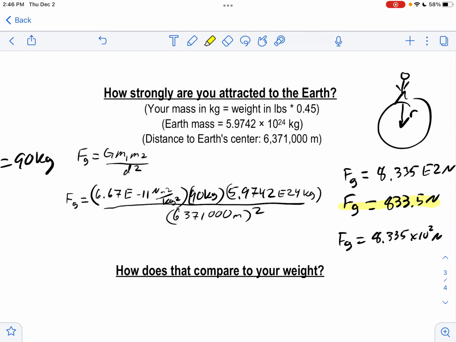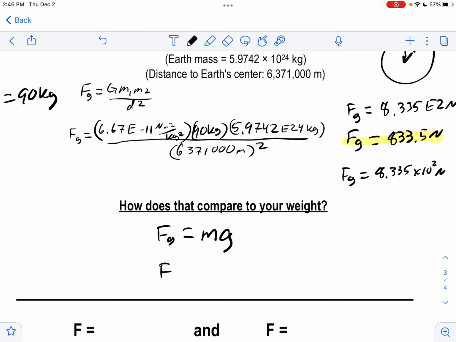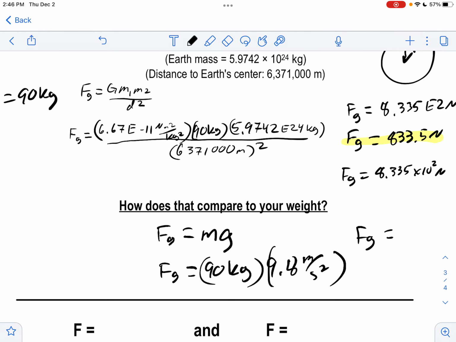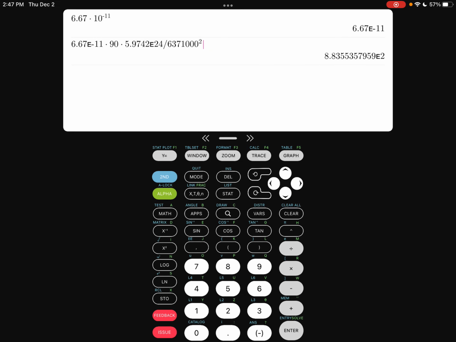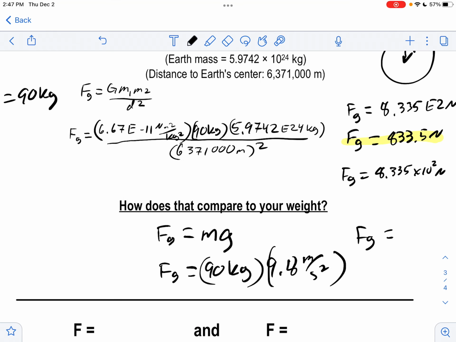If I wanted to compare that, all I would need to do is take my mass, that 90 kilograms, and multiply that by 9.8 meters per second squared. If I throw that in my calculator, 90 times 9.8, I get 882. So this 882 newtons, we say that this is equivalent.